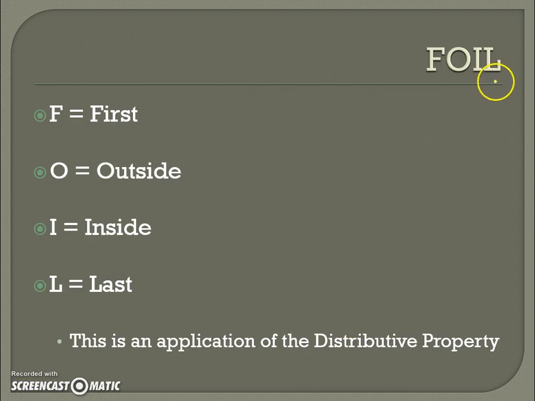All right, FOIL. You may have heard this word thrown around a little bit with algebra. Maybe not, I don't know, but I need you to copy this down. This is going to be one of our methods for multiplying binomials, FOIL. It's an application of the distributive property, and I'll explain that in just a second. But for now, pause. Make sure all of this is copied. Let's keep moving.